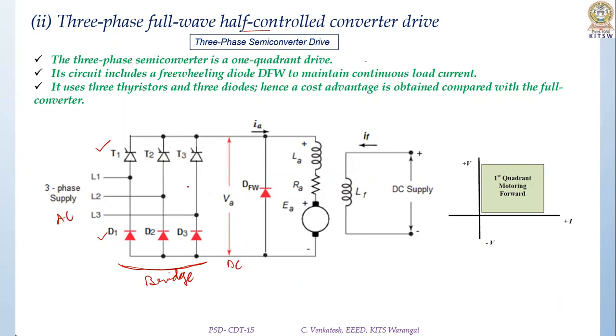Let the average output voltage from this converter be VA, and this is connected to the motor which has LA and RA as internal, or external inductance can be connected, and a freewheeling diode is connected. As it is a separately excited DC motor, the field winding is supplied from a separate supply of constant value. A three-phase semi-converter is a single quadrant drive, because as there is a freewheeling diode, the negative current cannot flow, and hence all the energy stored in the inductor is dissipated through the freewheeling diode. So it operates only in the first quadrant.